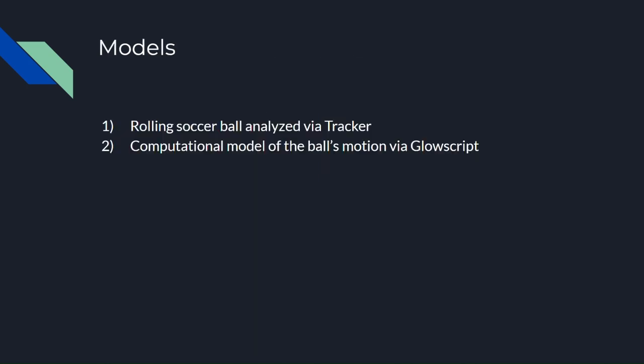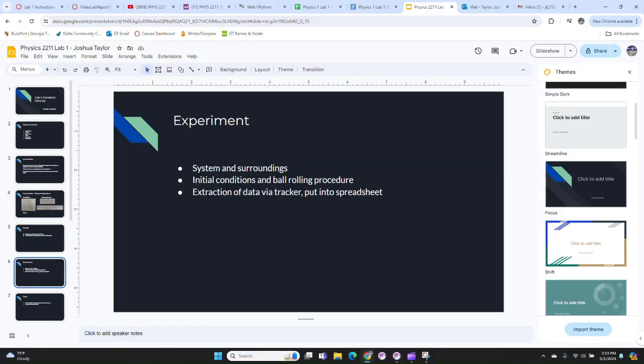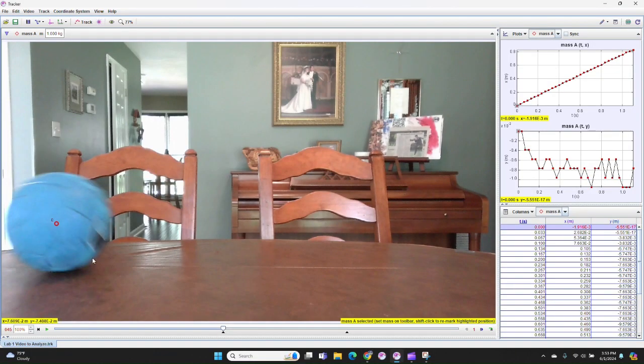Now we're going to dive into the physical model and the computational model that was used for this experiment. The physical model is a rolled soccer ball, and we analyzed its motion using Tracker, and the computational model was produced using ClosScript. So for the physical model, we're going to go over to Tracker. And here we can see the system is a blue soccer ball rolling across a table. Anything that is not the soccer ball can be considered the ball's surroundings.